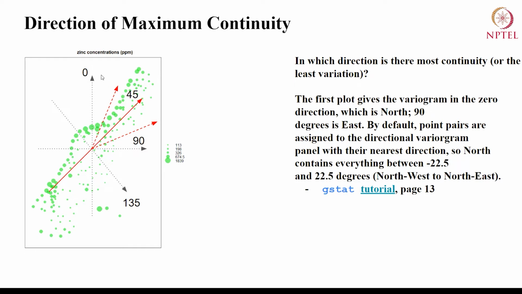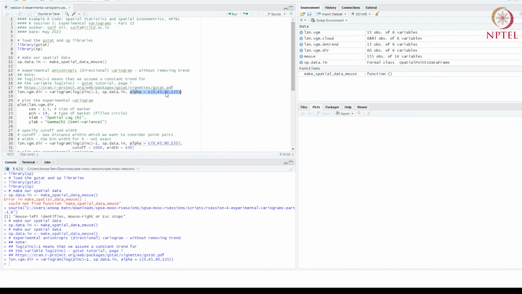So 0 to 45 is 45, and then 0 to 90. We want 4 values for the angle: 0, 45, 90, and 135. And that's what we mean by alpha. So we give these values here, 0, 45, 90, 135. Those are the directions in which we want it to estimate the variogram.